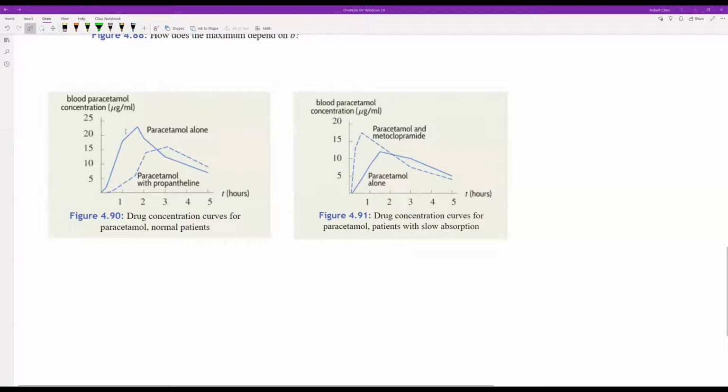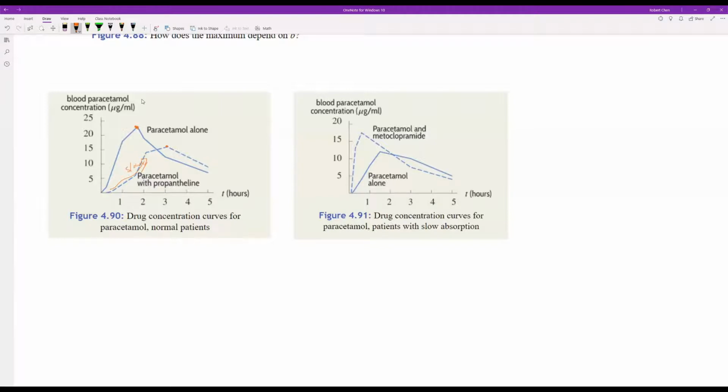Okay, it increases fairly fast. Within 1.5 to 2 hours, it's going to reach the highest concentration, the peak, which is about here. All right. But if they take paracetamol with propanthenol, then it's going to hit the peak a little slower, probably about here, right? So you can see that it increases much more slowly than taking paracetamol alone.